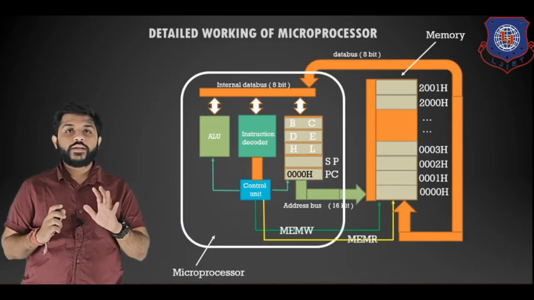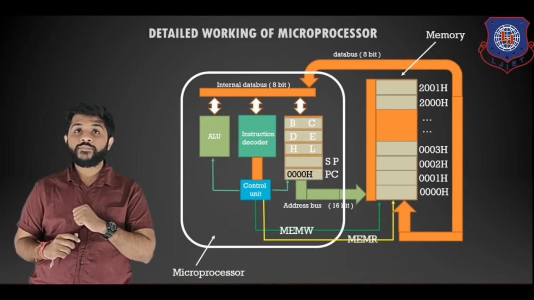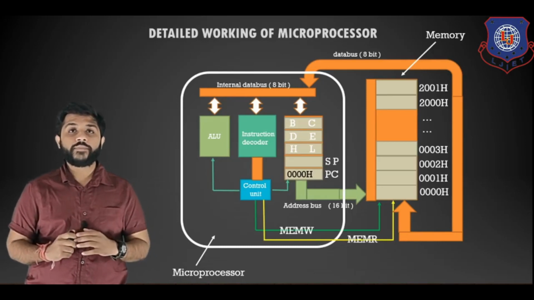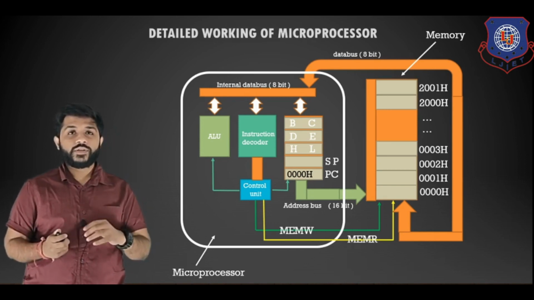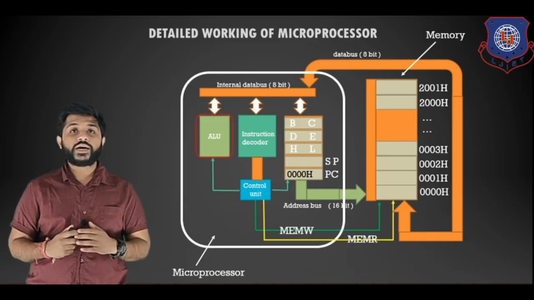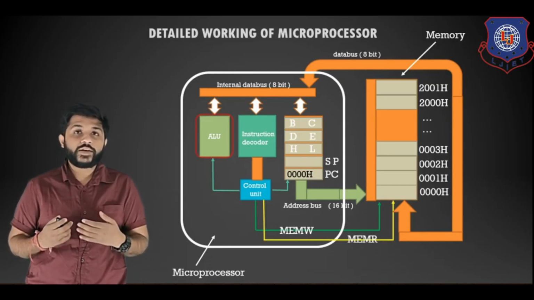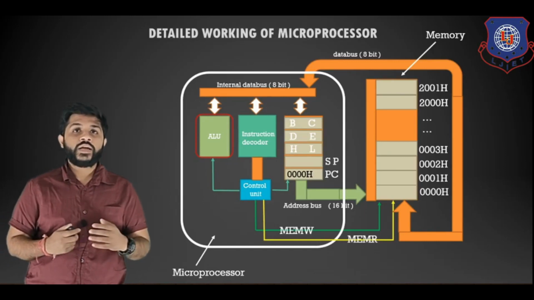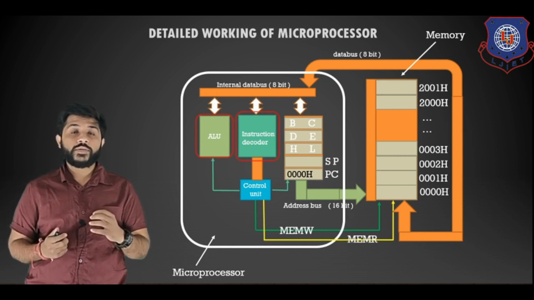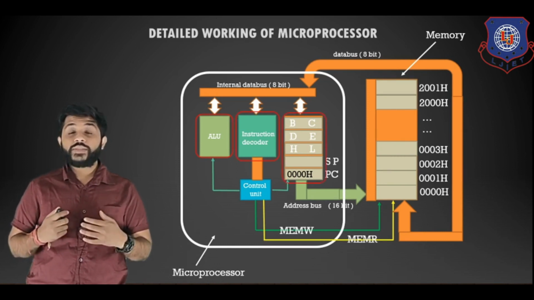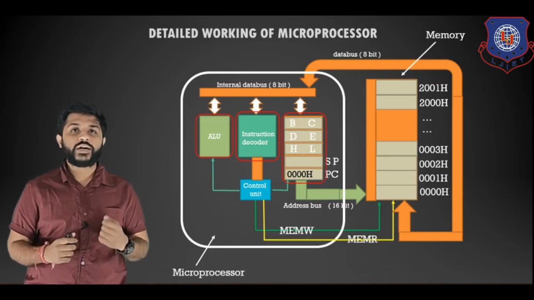As you can see on the screen, there is one microprocessor which is connected to the memory. Now the processor itself contains many blocks. The first block is the ALU. What is the function of the ALU? It performs different arithmetic and logical operations. The next block is the instruction decoder. It decodes the instruction.